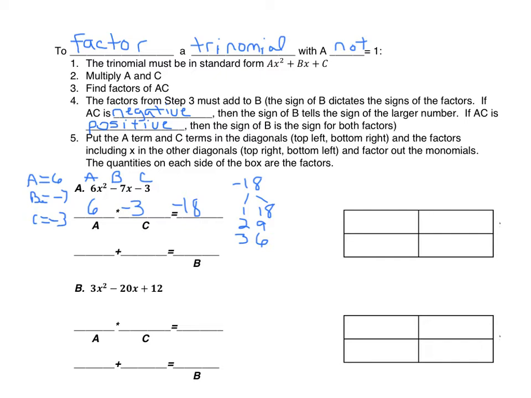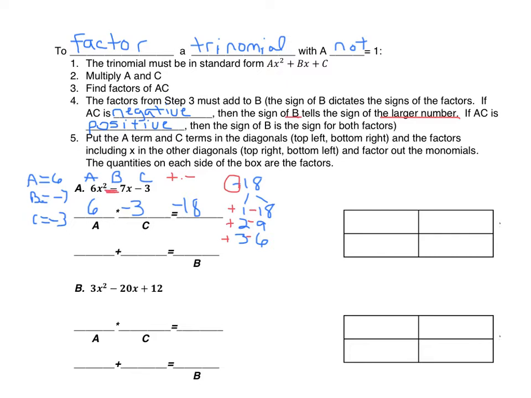Looking at step 4, we notice that AC is a negative. So AC being a negative, the sign of B tells the sign of the larger number. So the negative number is the larger, and our B here is negative. So our sign of our largest number is negative. So that means negative 18 and positive 1, negative 9, positive 2, negative 6, positive 3, because we know a positive times a negative is a negative. And the b is negative, so we have to have the largest number being negative.